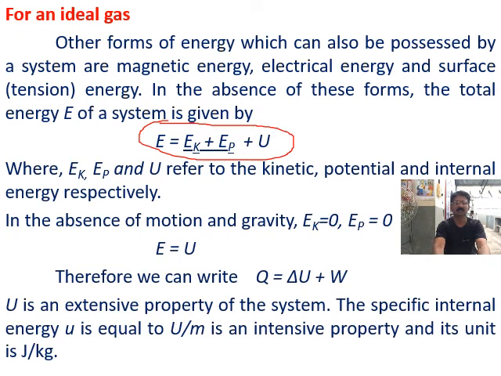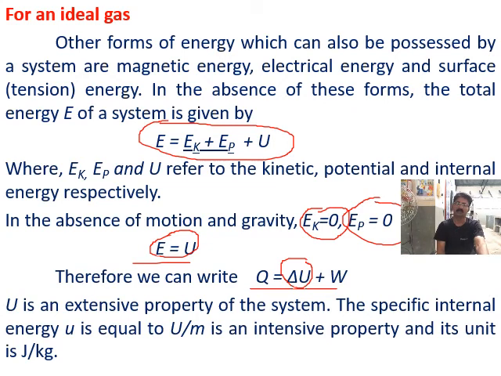So in the absence of motion, suppose there is no movement, then kinetic energy becomes 0, and in the absence of gravity, the potential energy also becomes 0. So in that case, the total energy of the system is equal to the internal energy. Therefore we can write Q is equal to delta U plus W, because here delta E is equal to delta U. The original equation was delta E. Now since E is equal to U for this special case, you can write it as delta U.